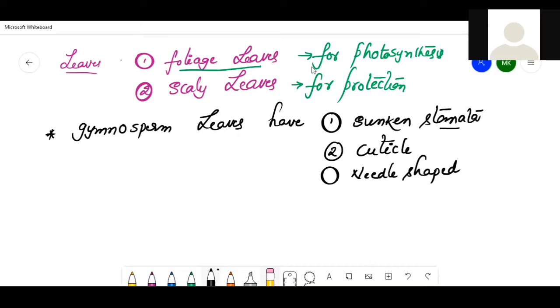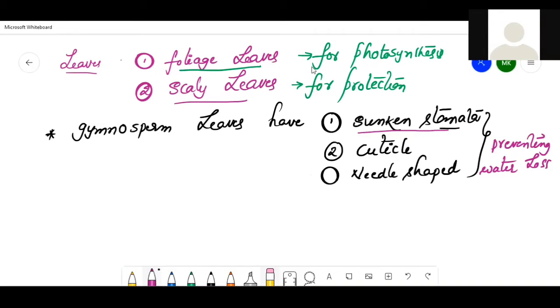All these characters help the gymnosperms in preventing water loss. Regarding leaves of gymnosperms, there are two types: foliage leaves and scaly leaves. Scaly leaves are for protection, foliage leaves for photosynthesis, and additionally they have some special characteristic features, such as sunken stomata, cuticle, and needle-shaped leaf.